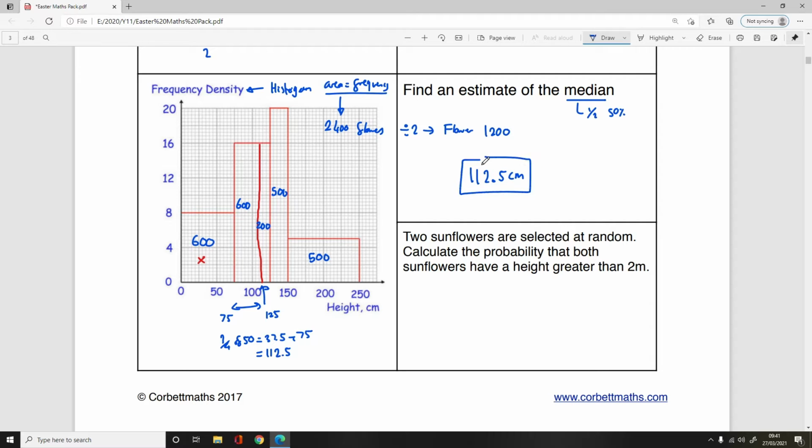Another way of doing that would be to draw a cumulative frequency graph of the whole thing and draw some lines on it. That seems a bit more effort than I'm willing to put in.